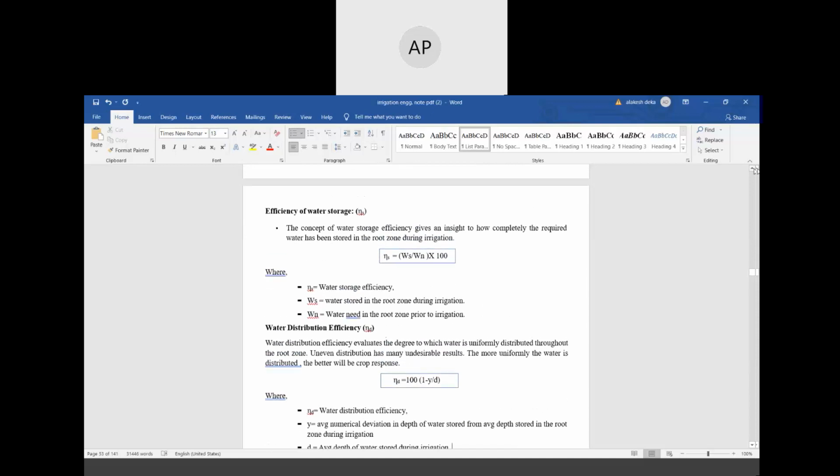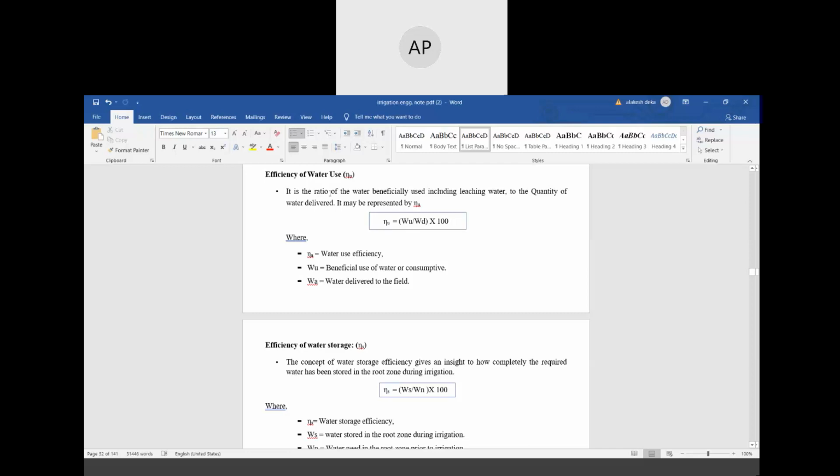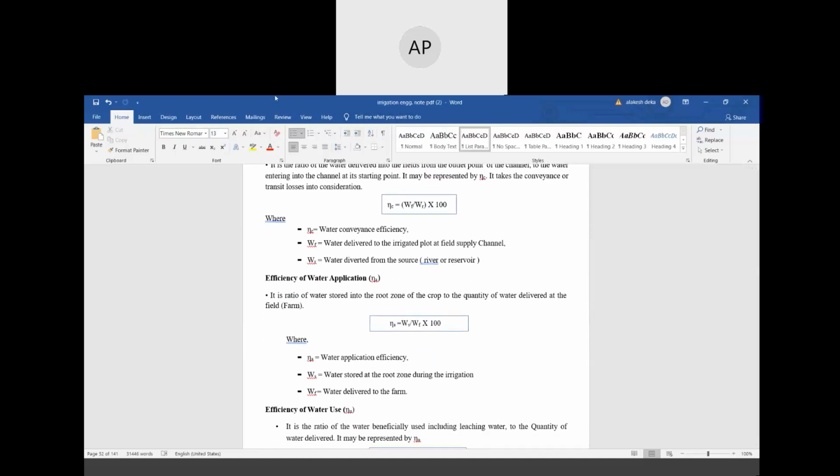Next is water distribution efficiency. It is the efficiency which evaluates the degree to which the water is uniformly distributed throughout the root zone. Uneven distribution has many undesirable results. The more uniformly the water is distributed, the better will be the crop response. Efficiency of water use is the ratio of water beneficially used, including these things I have given. So you remember the water efficiencies. Okay, let me stop here.